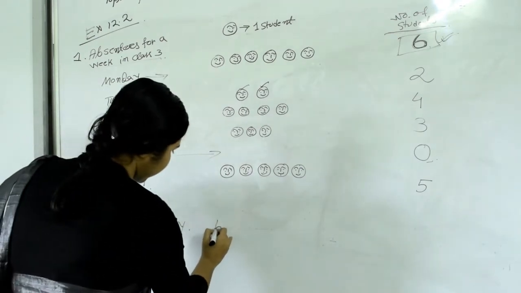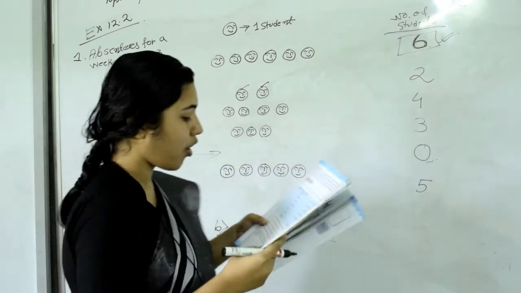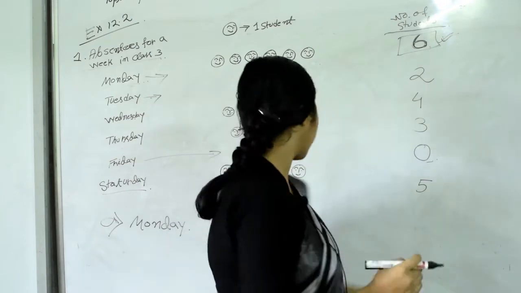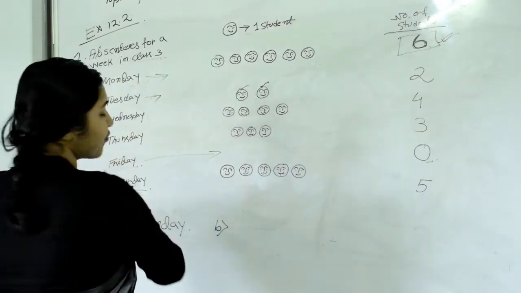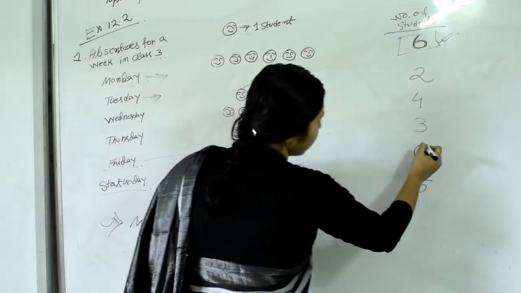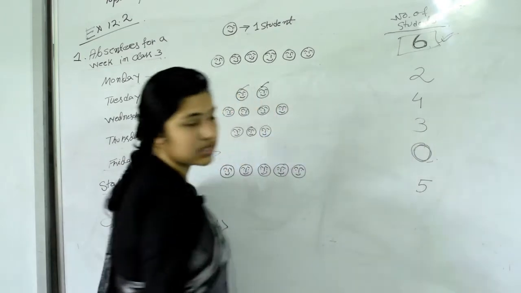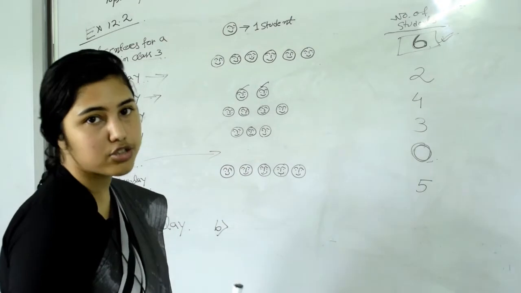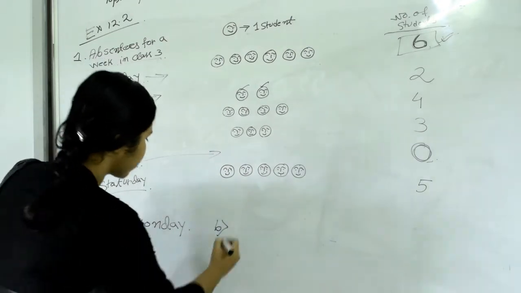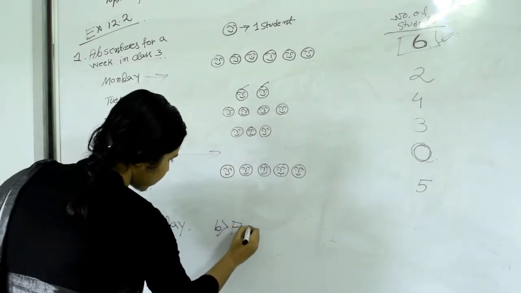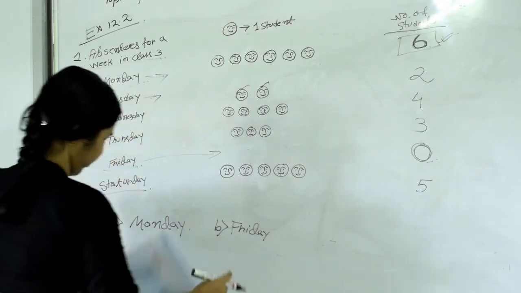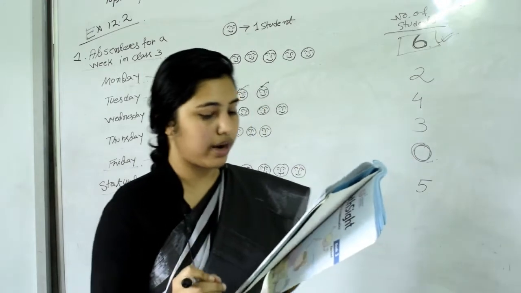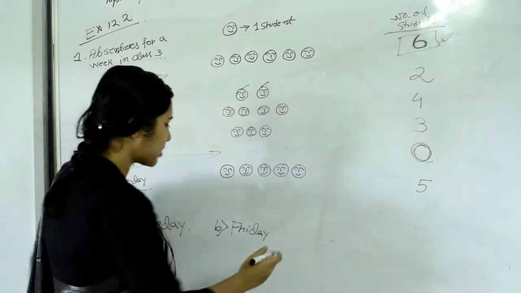Next question B, on which day was everyone present? So here on Friday the number of absentees is 0, right? Which means on Friday all students are present. So our answer is Friday, there everyone was present.